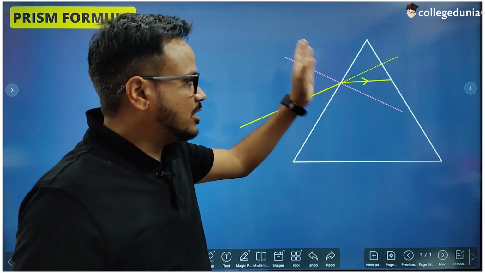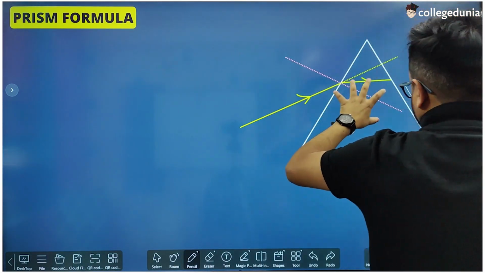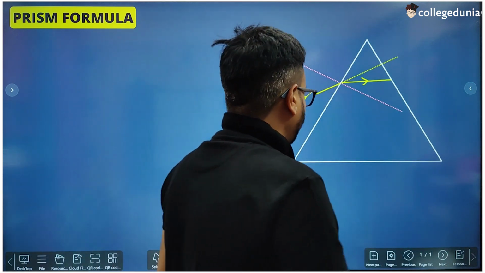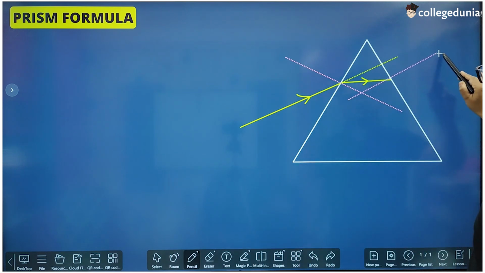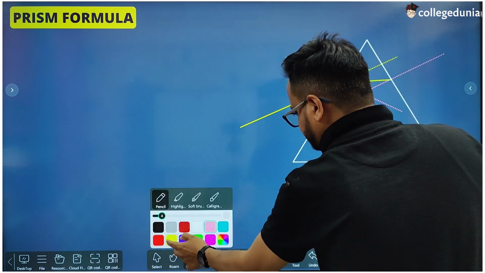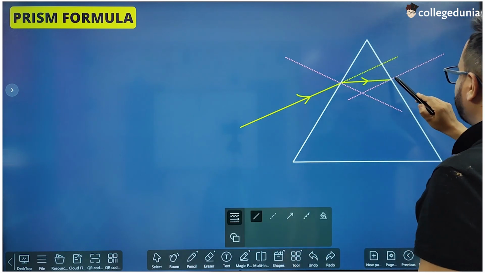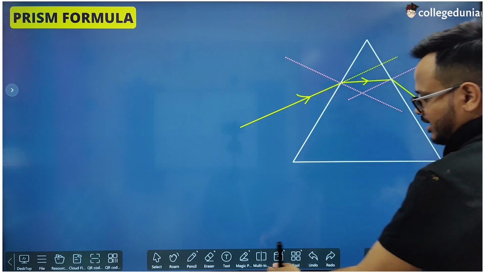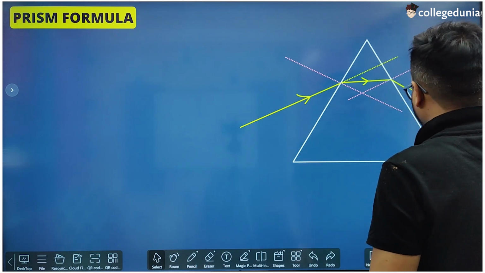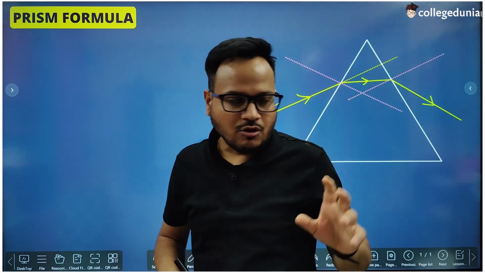Now again a surface comes, so refraction will take place on this surface also. Now this is glass, so now the light is going from denser to rarer medium, and when it goes from denser to rarer medium, bending will be away from the normal. So here it is the normal at this surface, and the bending will be away from the normal, so like this, right? So this is the path of the ray after coming out of the prism.